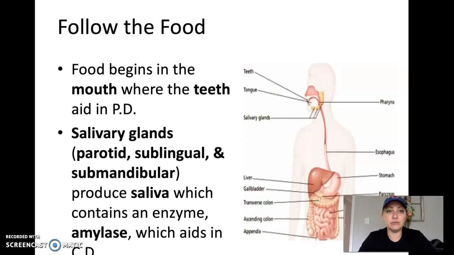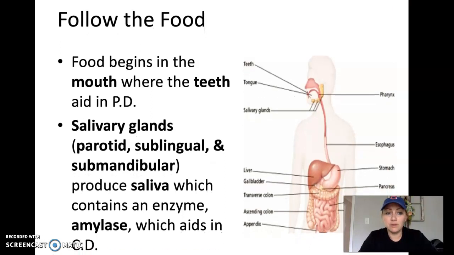So as we follow the food here, there we go. Food begins in the mouth with your teeth, and that's going to aid in physical digestion, PD here, physical digestion. You don't want to just swallow all your food whole, or it's going to take forever for it to start breaking down in your stomach, simply because we're not giving our body that advantage of physical digestion.